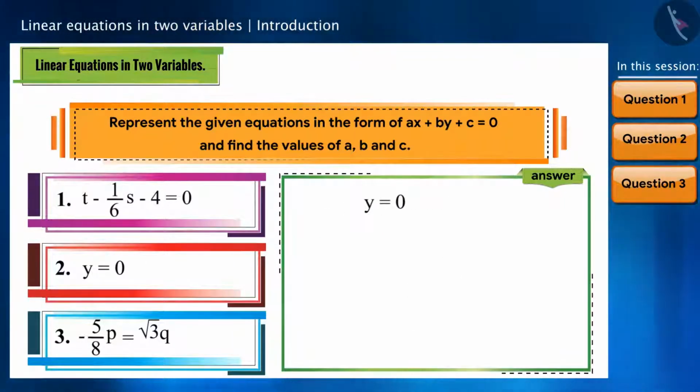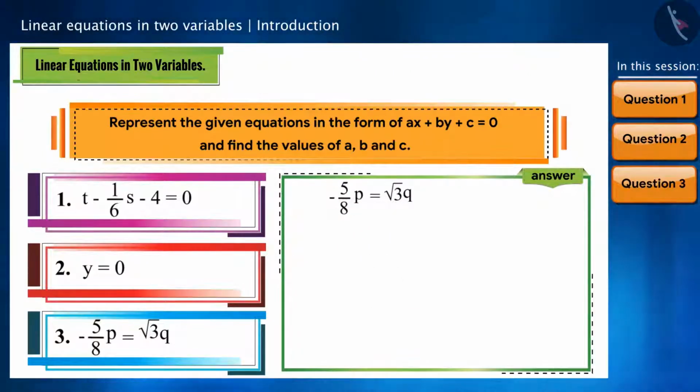In the second equation, there is only one variable. So, taking the second variable as 0, we will write it like this: 0x plus y plus 0 is equal to 0. Now, comparing it with the general form, we will get a is equal to 0, b is equal to 1, c is equal to 0.